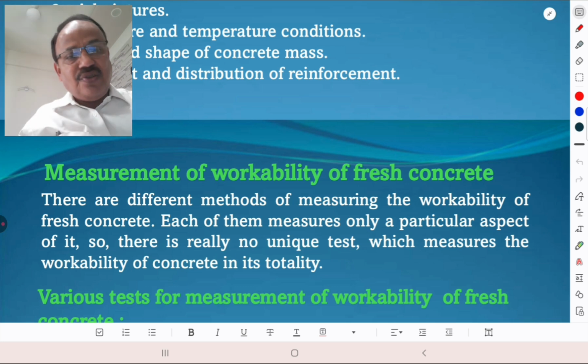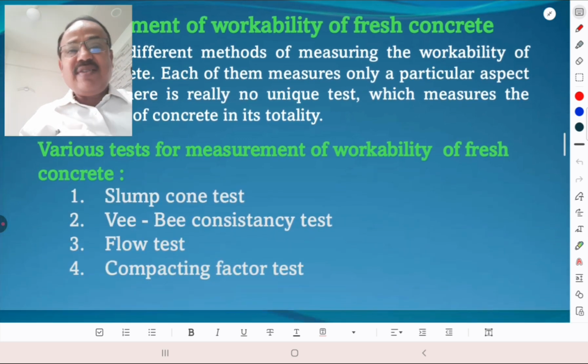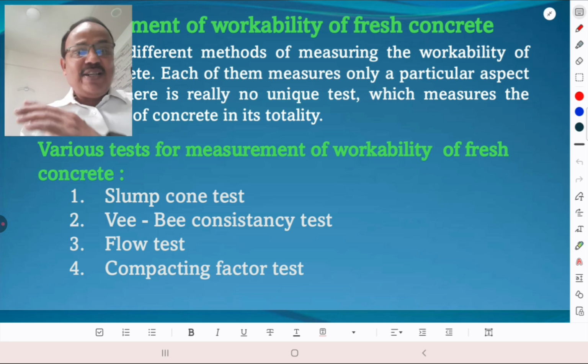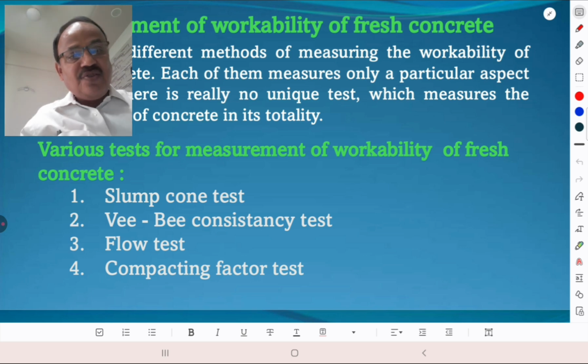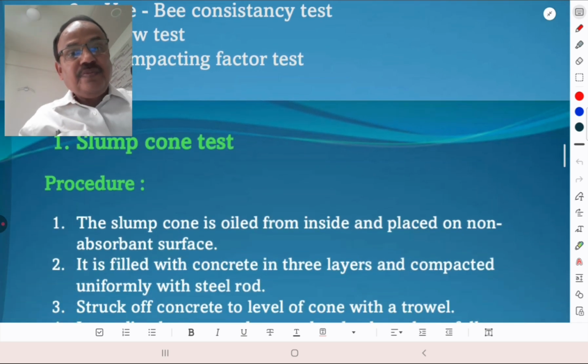But there are different tests. First is the slump cone test, which is very popular. Second is the Vee Bee Consistometer test, third is the flow test, and fourth is the compacting factor test. In the diploma examination at our time, we studied only two methods, that is slump cone test and compacting factor test. But Vee Bee consistency test and flow tests are studied in the degree level of examination.